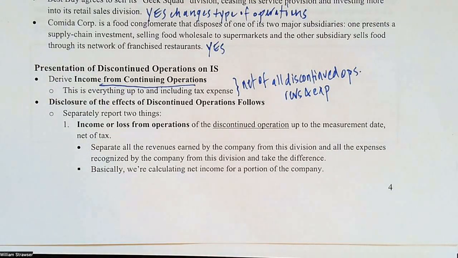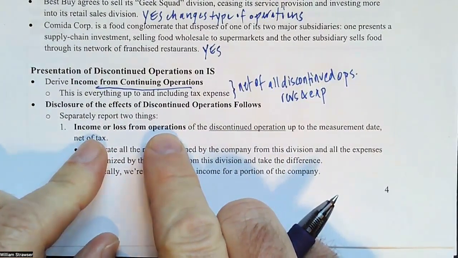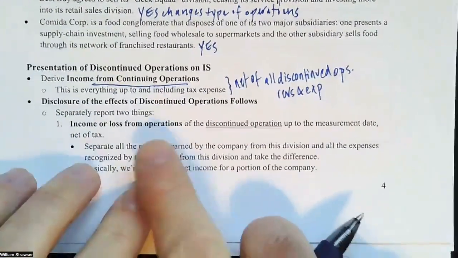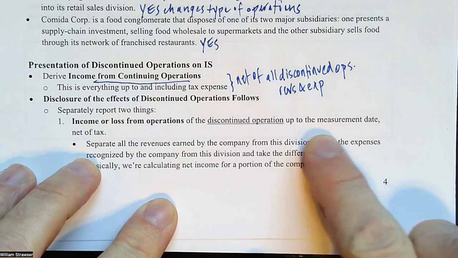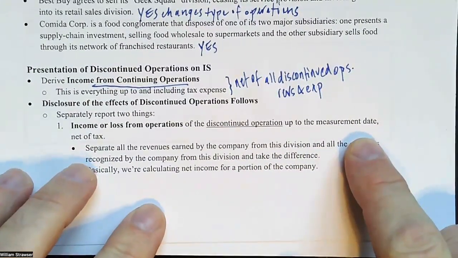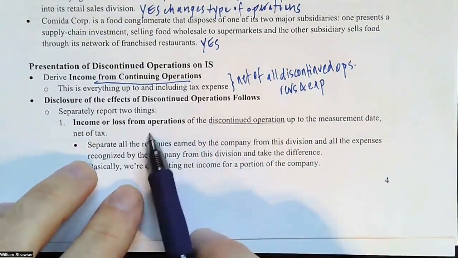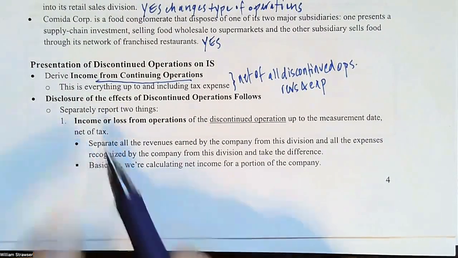So after that, after we have that subtotal, we then need to disclose what's going on with the discontinued op. The first piece, and the piece that I derived, is that income or loss from operations. We had income of 1.68 or something like that, right? That is the discontinued operations up to the measurement date. So we're talking about, hey, is this for the year 2023? That's 12/31/2023. That's the measurement date. Net of tax. And we took that tax out, right, of the disc ops.